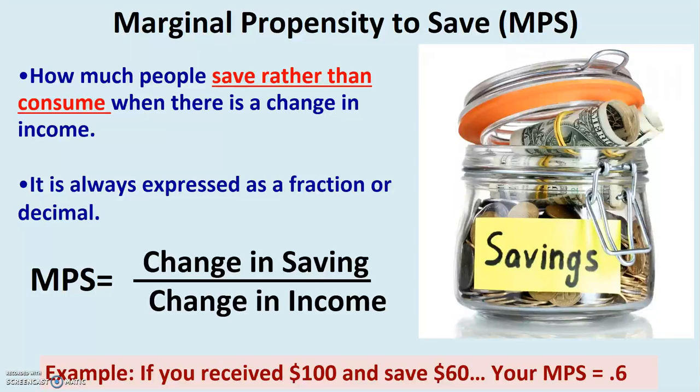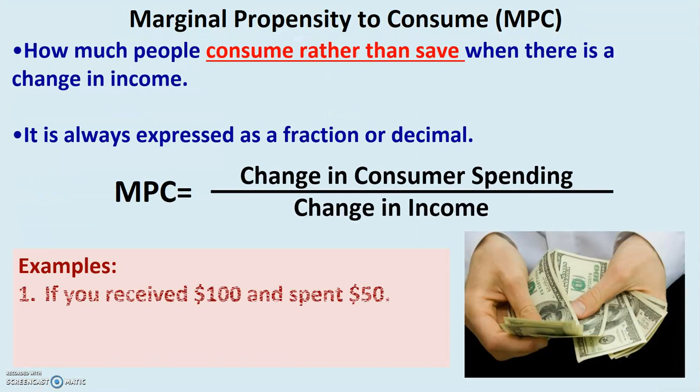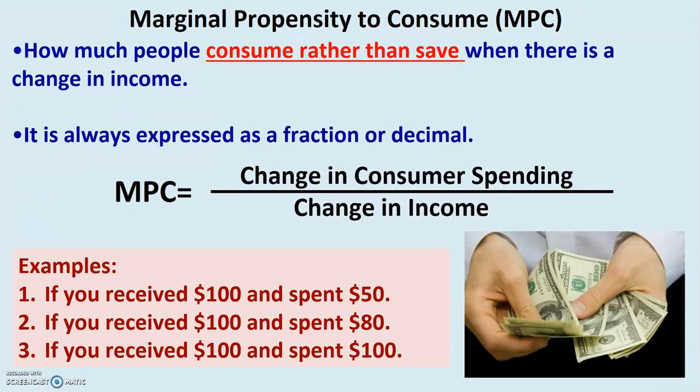The next thing we're going to look at is if you chose to actually spend your money. So that would be the MPC, or the marginal propensity to consume. This is how much people would consume rather than save. You're going to go spend your cash on something awesome. You're going to go buy some movie tickets, you're going to go buy a pair of shoes, maybe you need gas for your car. So it's always expressed as a fraction or decimal, just the same as the other, and we're going to take your change in income and do a little bit of math with it.